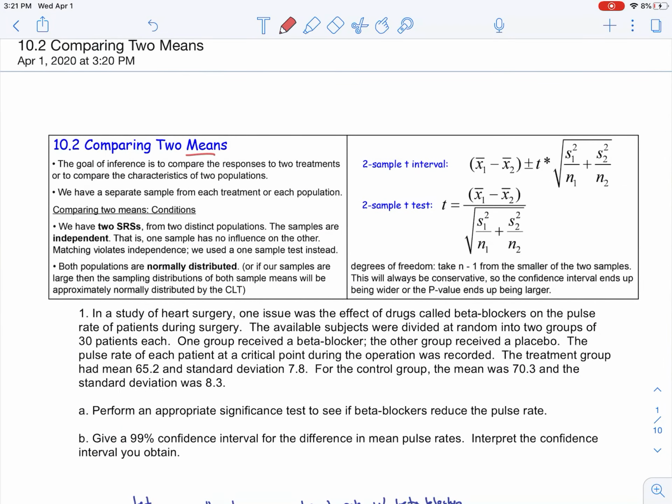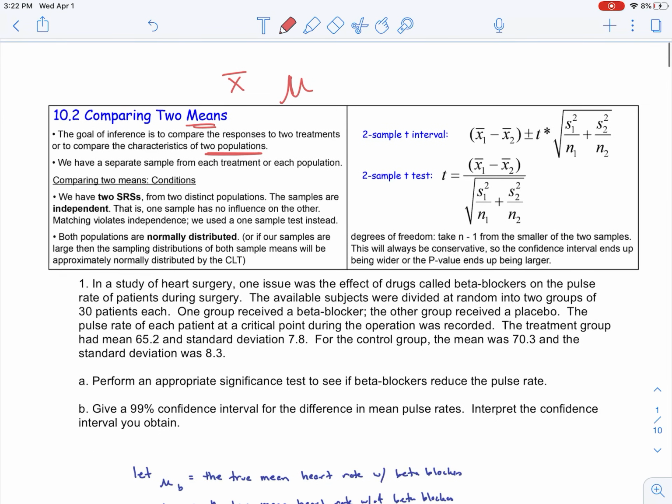Means, that would be x bars and mu's. The difference between comparing two means and matched pairs is that matched pairs is two different treatments on the same population. This is two different populations. So you're comparing the means, not comparing the mean difference of the population.